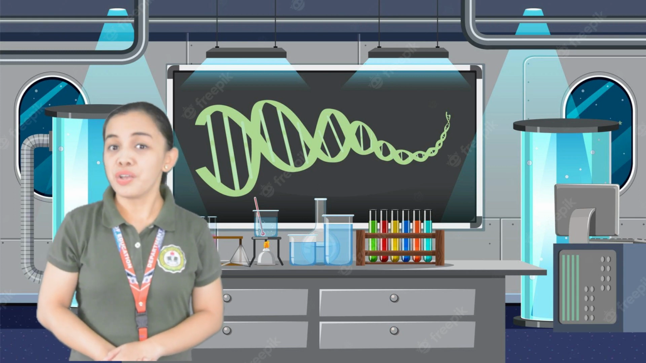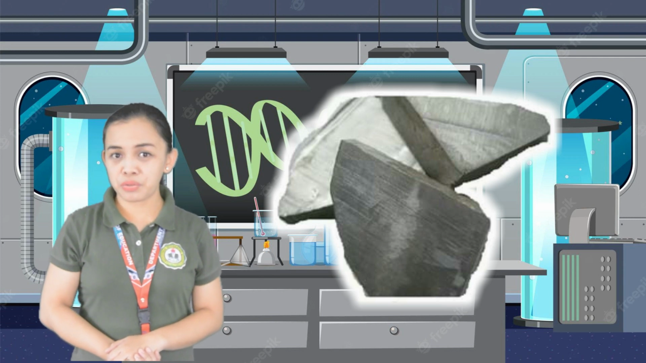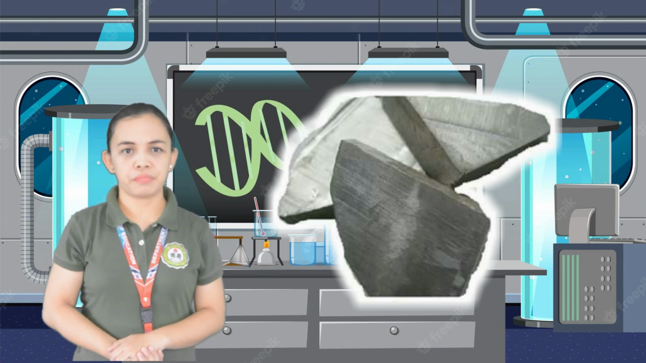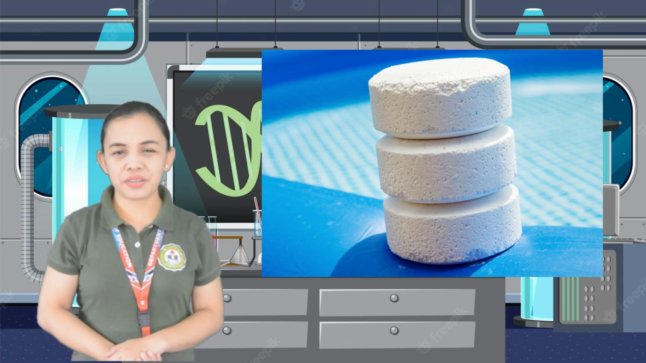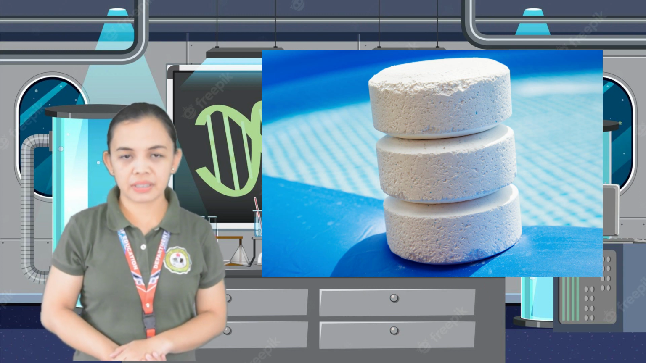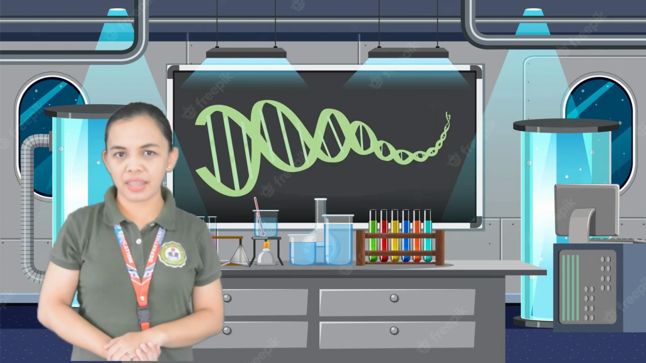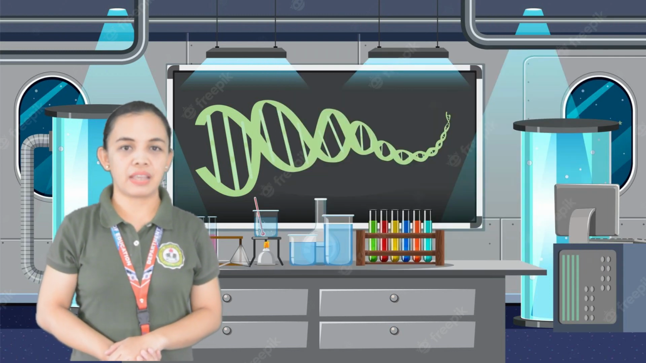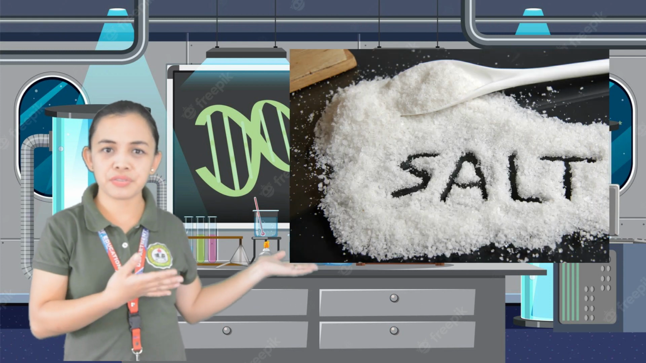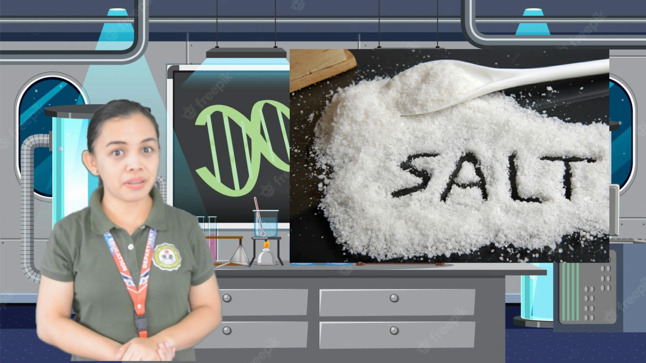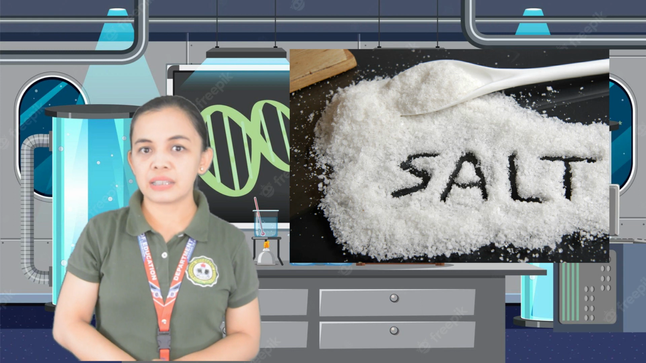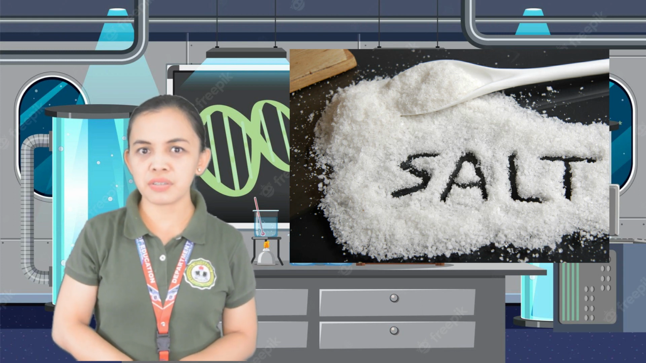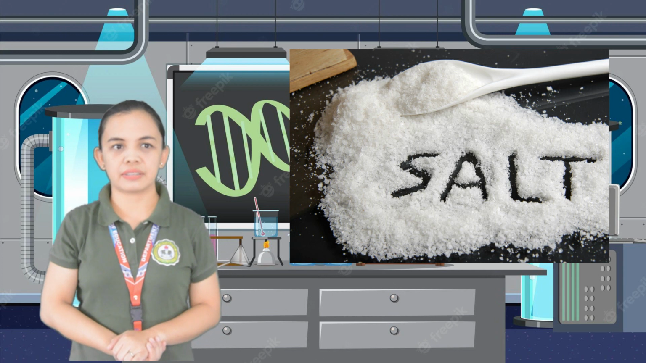Example, sodium. Sodium is grayish and in solid form. We also have chlorine. Chlorine is white, powdery. Now, if the atoms of sodium and chlorine are combined, it may lead to salt, the table salt, because table salt is composed of sodium and chlorine, and it is also known as sodium chloride.